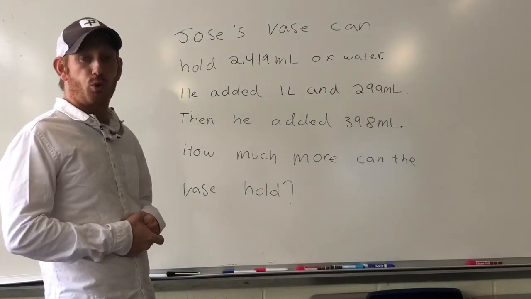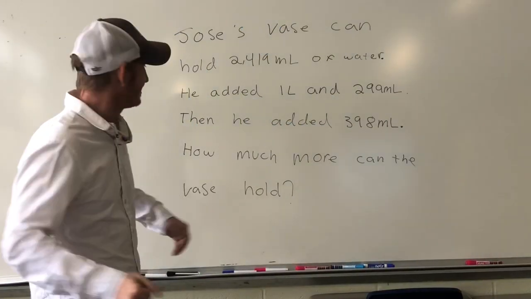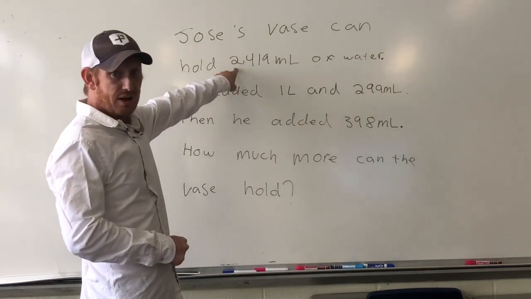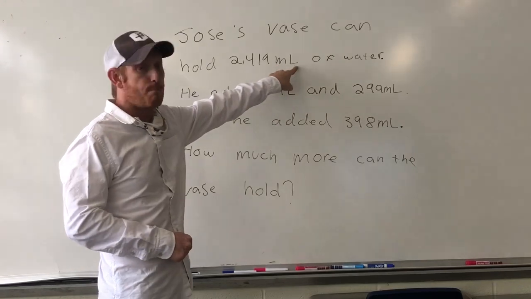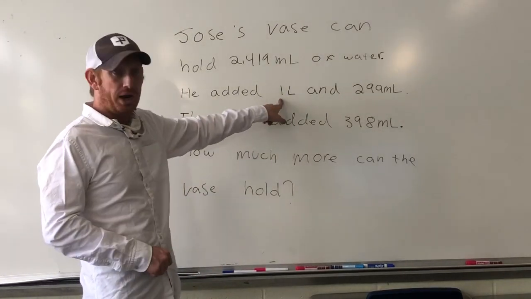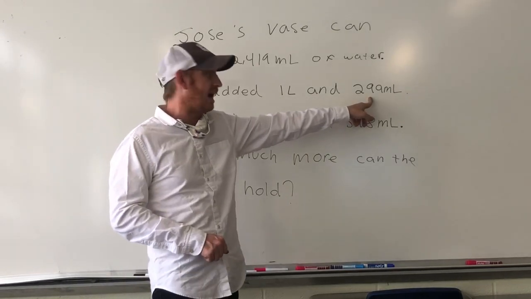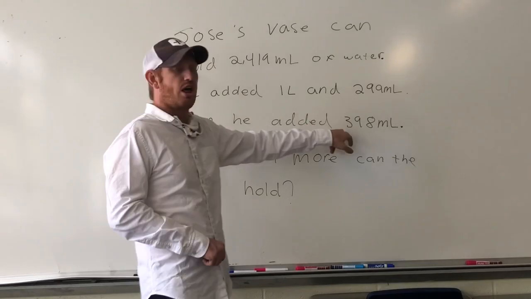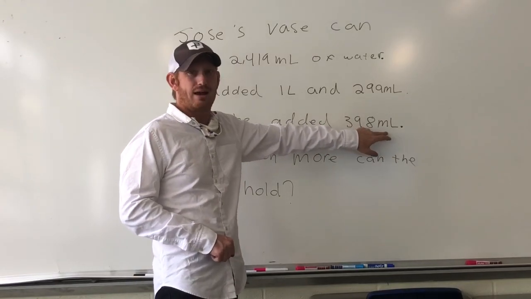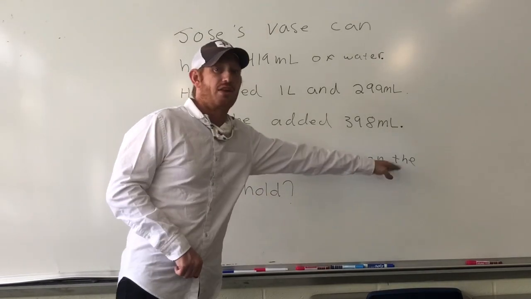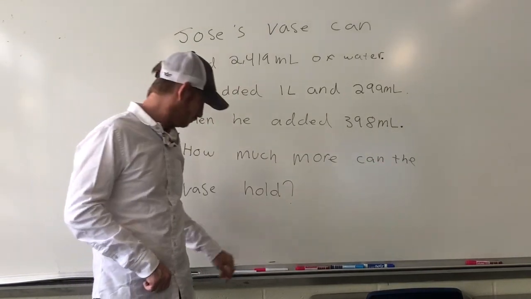The problem that we're going to work on today goes like this. Jose's vase can hold 2,419 milliliters of water. He added 1 liter and 299 milliliters. Then he added 398 milliliters. How much more can the vase hold?